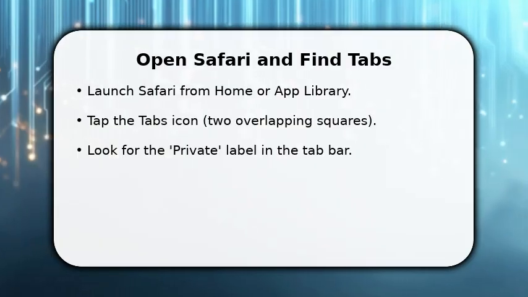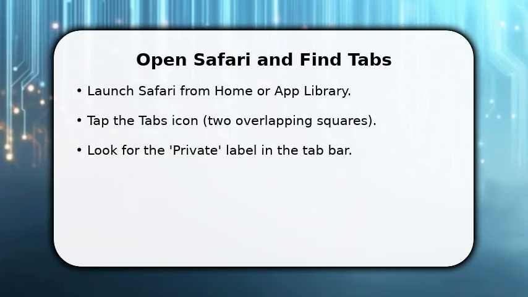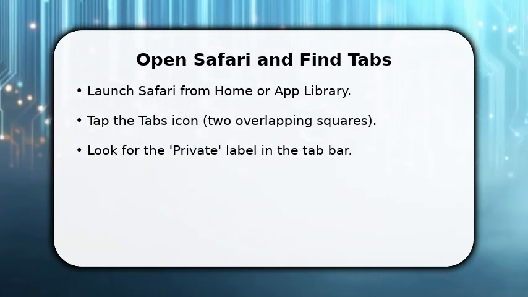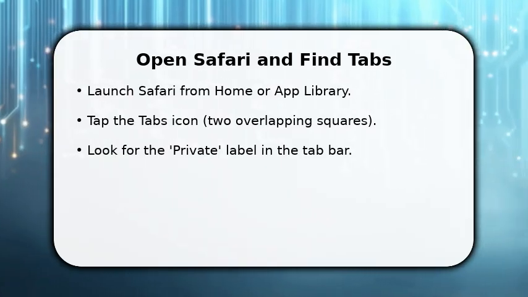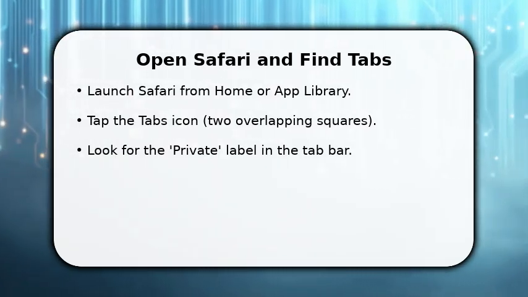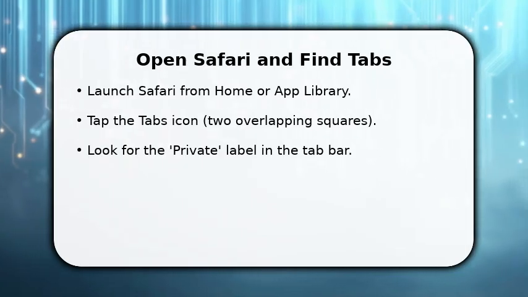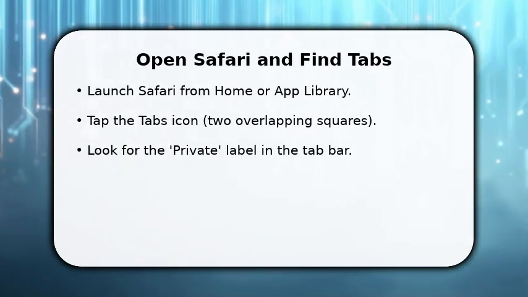You start in Safari because private browsing is managed there. Open Safari and tap the tabs icon, those two overlapping squares, so you can see all tab groups. Once done, glance at the bottom or top where the tab group name appears. If it says private, you're in the private session.